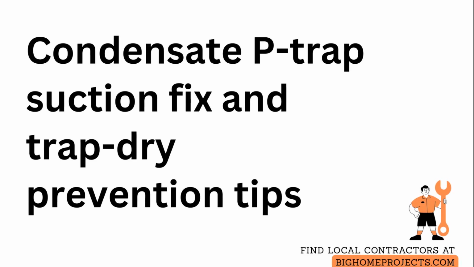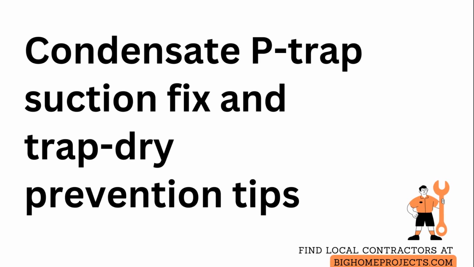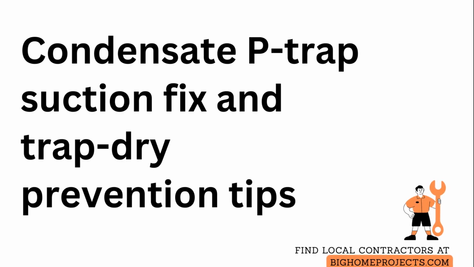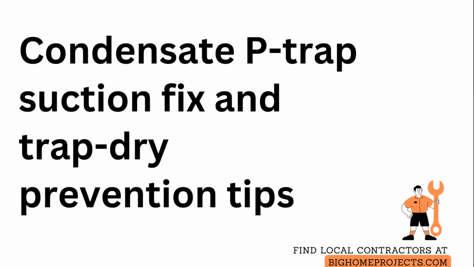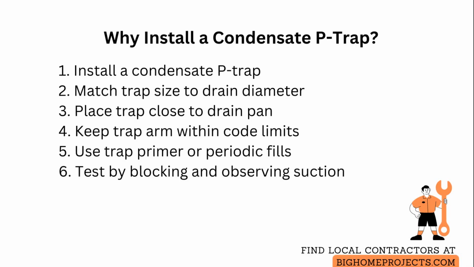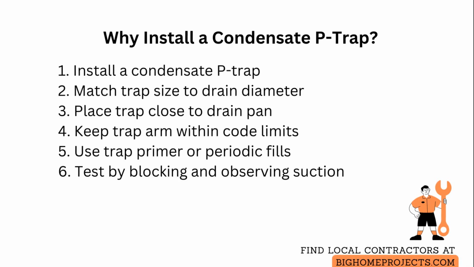P-traps prevent sewer gases and negative pressure backflow from entering an HVAC condensate line while maintaining a reliable water seal that stops air from being drawn through the drain. A condensate P-trap is a U-shaped pipe segment installed in the condensate drain line beneath the evaporator coil or drain pan to retain a small, consistent volume of water that acts as an airtight barrier.